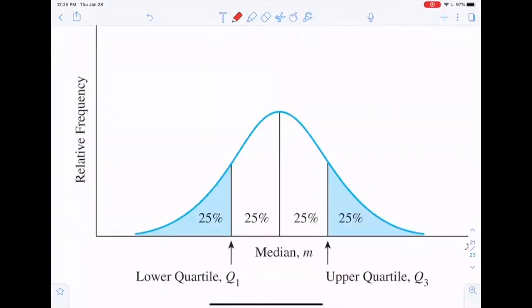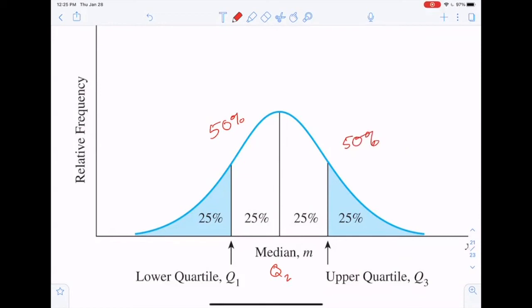Here's a chart which tells us what we're looking for. We call Q1 the lower quartile. It's going to separate the bottom 25% of our data from the upper 75%. We have Q2, and the nice thing about Q2 is it's just the median. It's going to separate the bottom 50% from the top 50%.